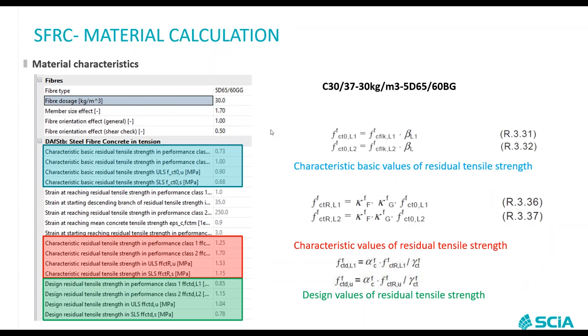Finally, if you look inside SCIA Engineer and open the library of the steel fiber concrete, you can see it is somehow divided into three parts, and this is what's important for us. The first part is the characteristic basic value, then the residual tensile strength, and the final one is the design value of the residual tensile strength. Keep that in your mind. This is what we use in SCIA Engineer inside the checks and inside the calculation of the dosage. So this is a very important value, and I will explain a few things about those values later.